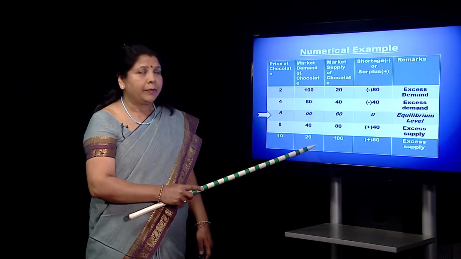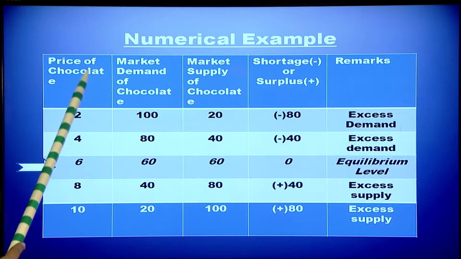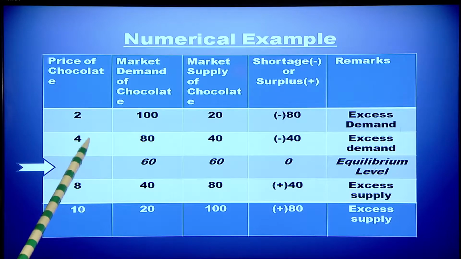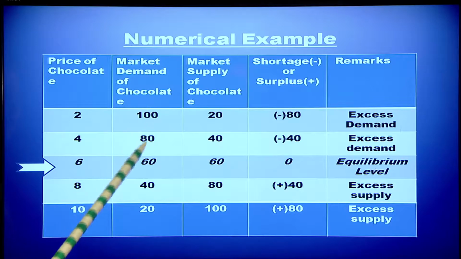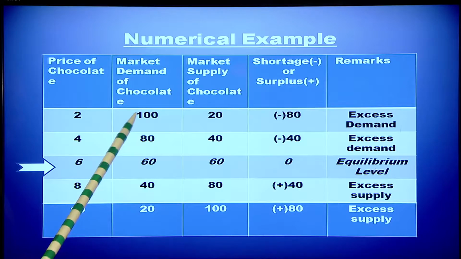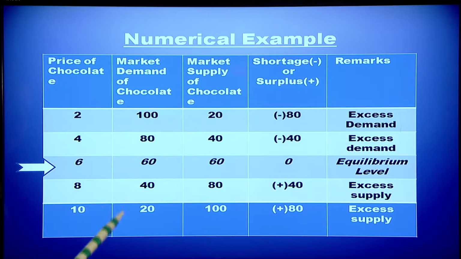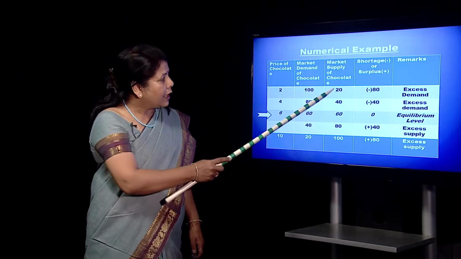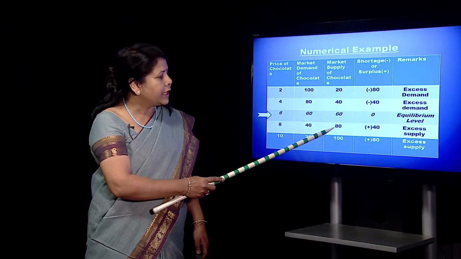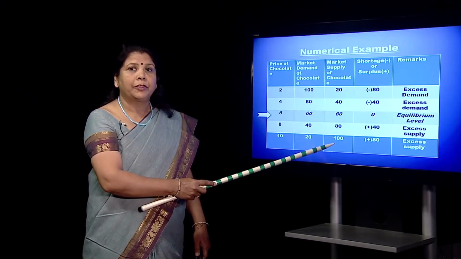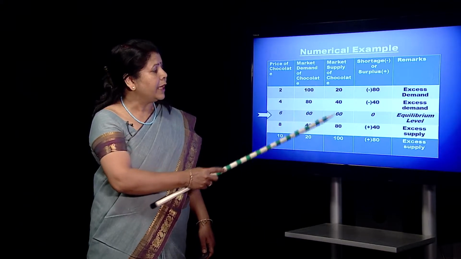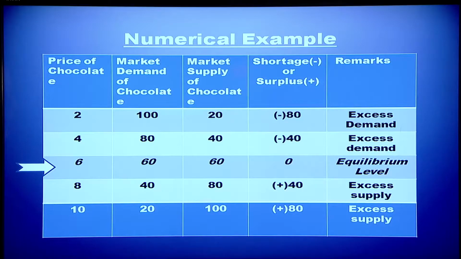This is the demand and supply schedule. The price of chocolates: 2, 4, 6, 8, 10 rupees, and the number of chocolates demanded. As we can see, as the price is increasing, the number of chocolates demanded is decreasing. On the other hand, in the market supply of chocolates, as the price is increasing, producers find it more profitable, so the quantity supplied is also increasing.